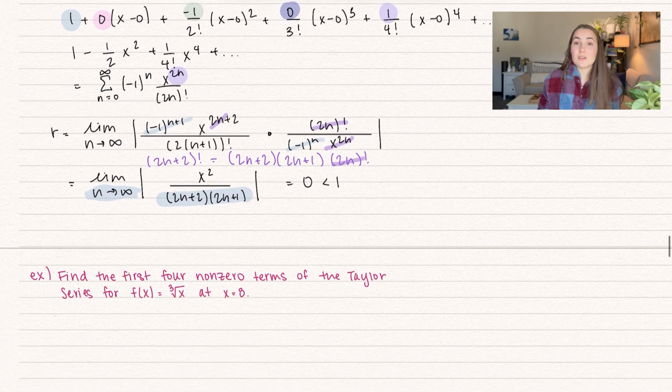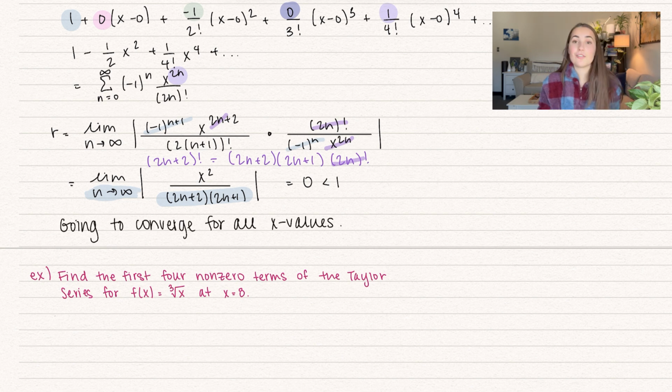And since it's less than 1 for all x values, it doesn't matter what x value I plug in, the denominator is still going to get really, really big. Then that means this is going to converge for all x values, right?